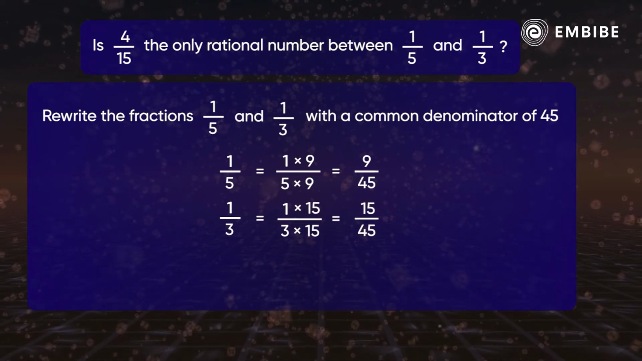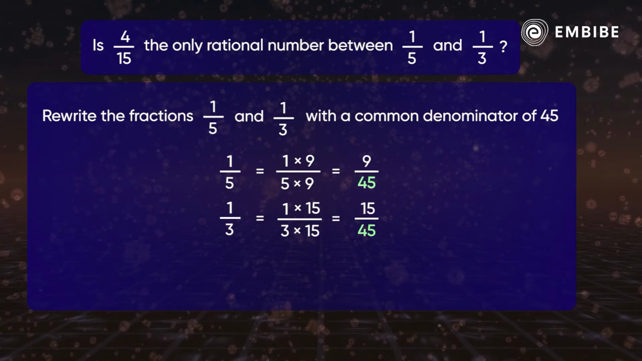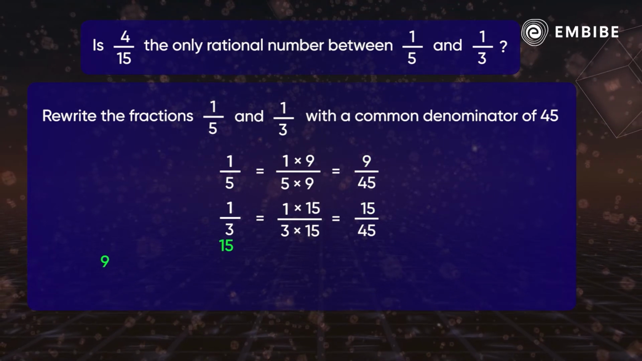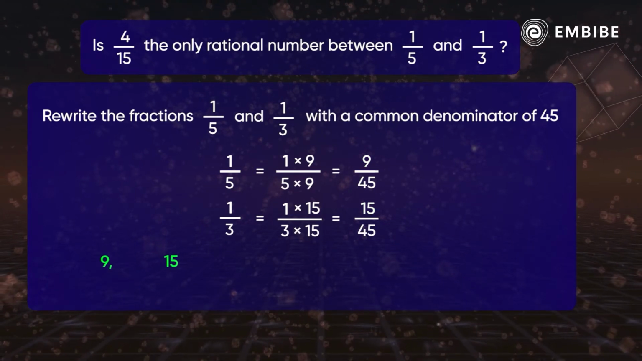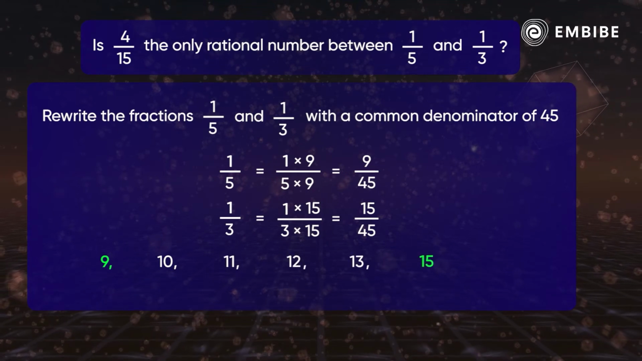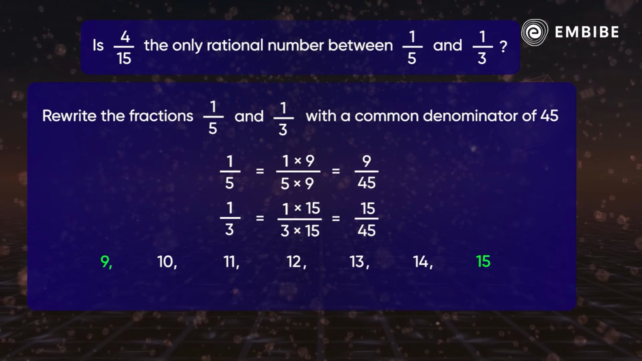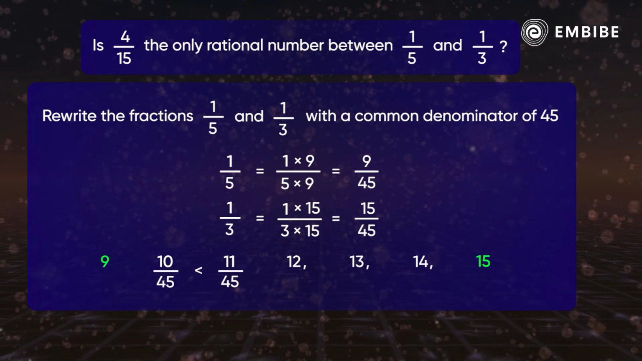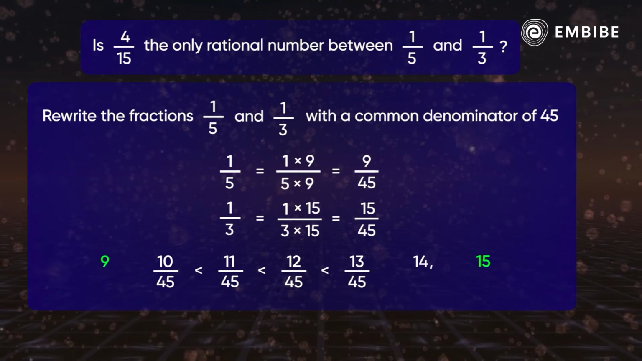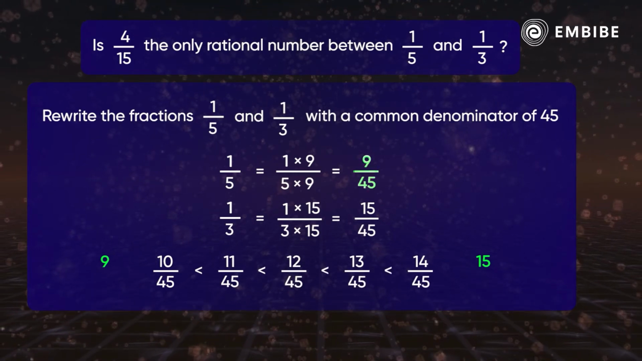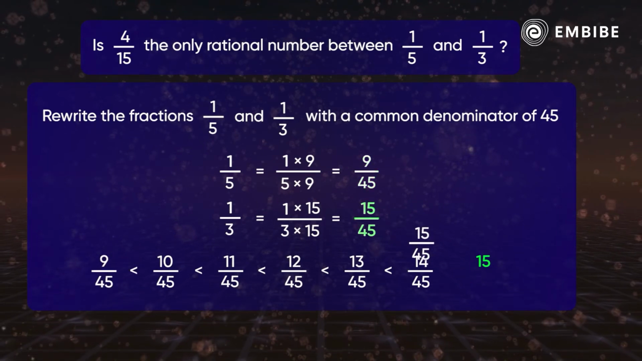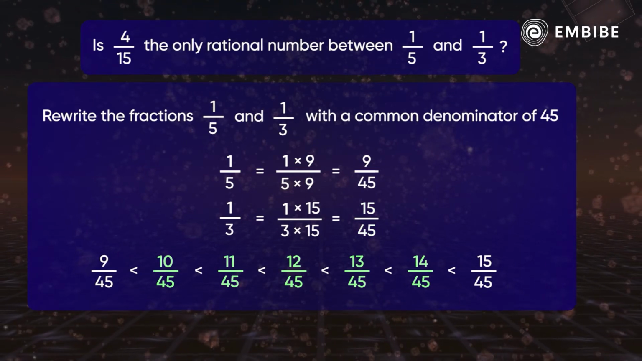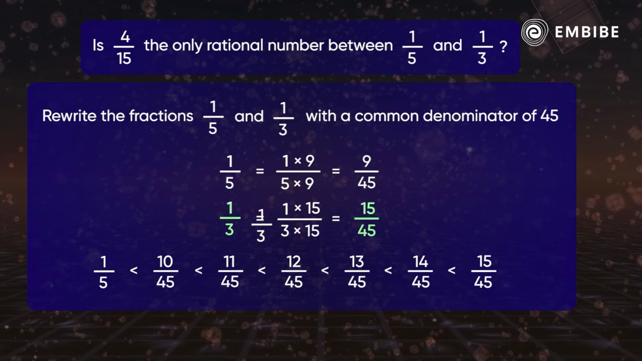Since the denominators are the same, let's look at the numerator. We know that between 9 and 15, there exist the integers 10, 11, 12, 13 and 14. Hence, it is clear that the rational numbers 10 by 45, 11 by 45, 12 by 45, 13 by 45 and 14 by 45 lie between 9 by 45 and 15 by 45. That is, these 5 rational numbers also lie between 1 by 5 and 1 by 3.